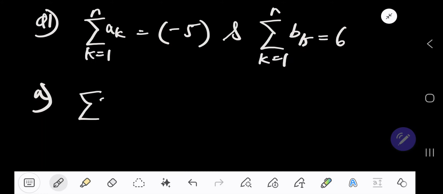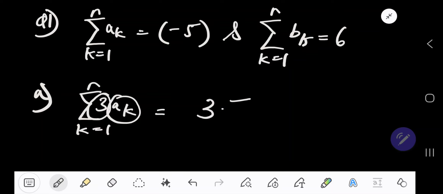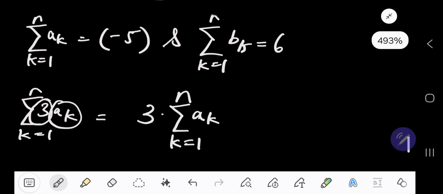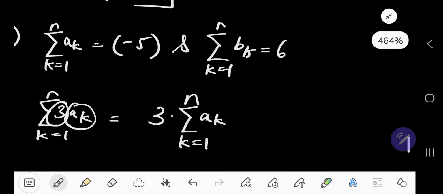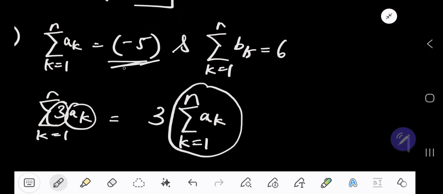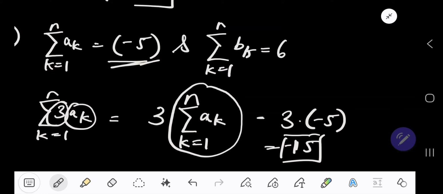Find first the summation of 3ak from k equals 1 to n. What would this be equal to? 3 is a constant and ak is our integer, so this would be equal to 3 times the summation of ak from k equals 1 to n, according to the constant multiple rule. So the summation of this, as given before, is negative 5, so this equals 3 multiplied by negative 5, which equals negative 15, and that's the answer.